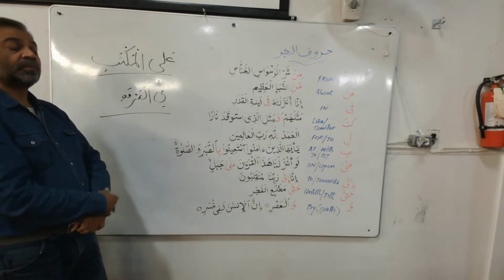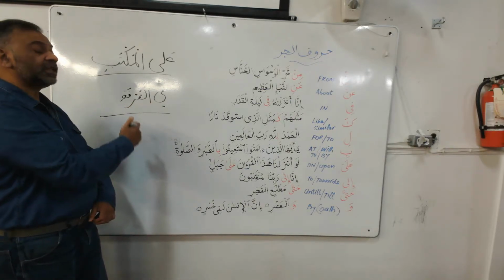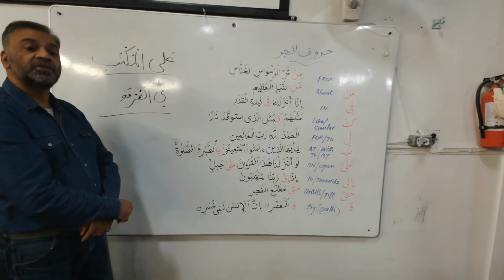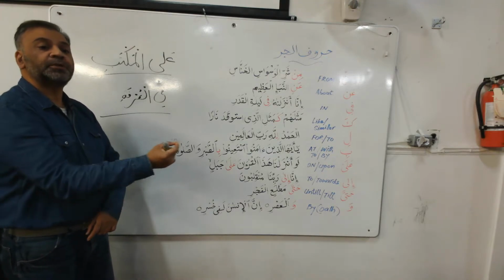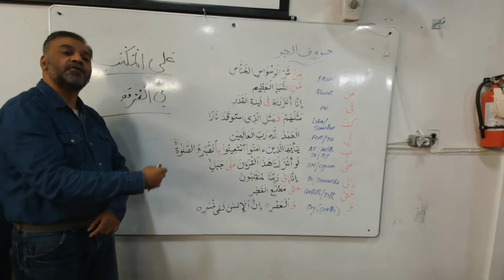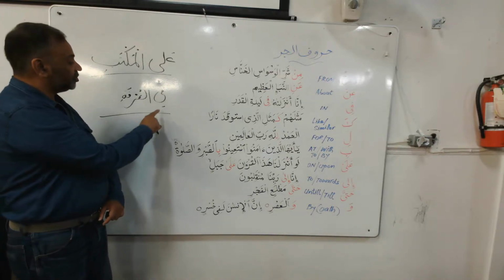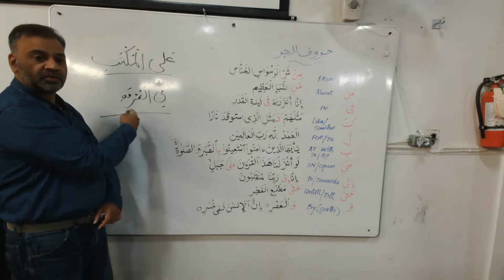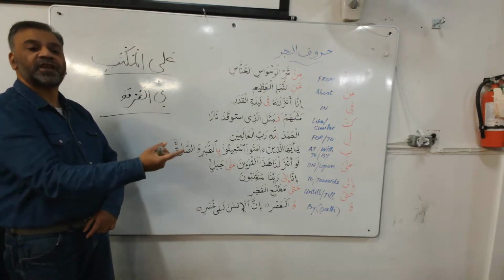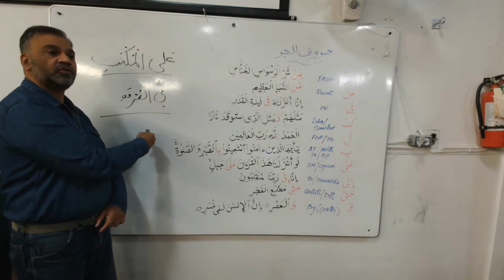So when I say fil ghurfati, jarun wa majrurun, shibu jumla. That's how I would explain it in Arabic. Jarun wa majrurun is a shibu jumla, a phrase. Let's call it a phrase. Jarun wa majrurun, shibu jumla.